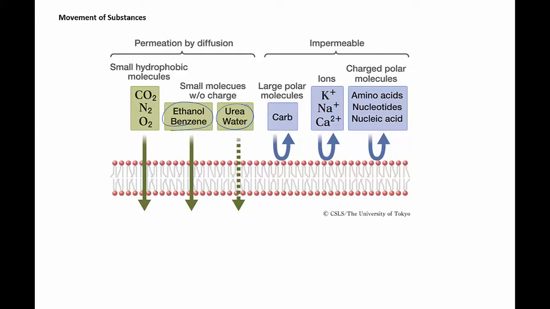Urea, a waste product formed by the breakdown of proteins, and water are also uncharged polar molecules that passively diffuse directly through the phospholipid bilayer. However, the phospholipid bilayer is only slightly permeable to these molecules, so they do not diffuse across the membrane as easily as ethanol and benzene.